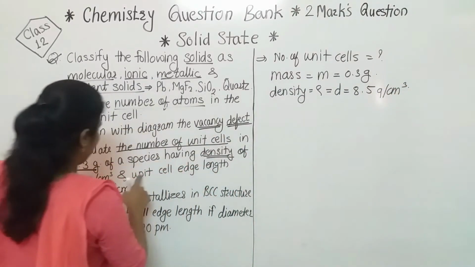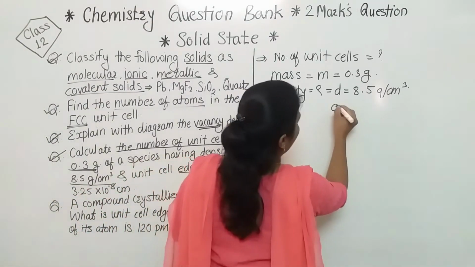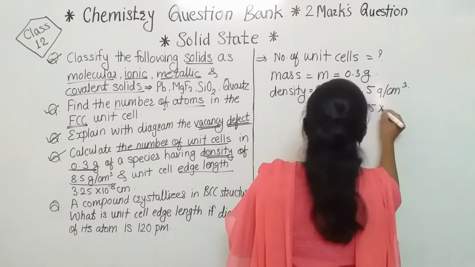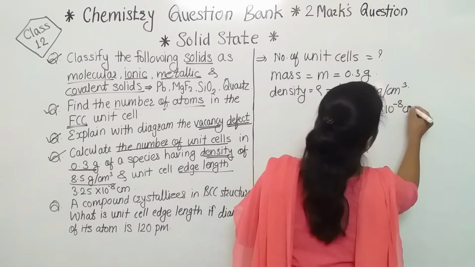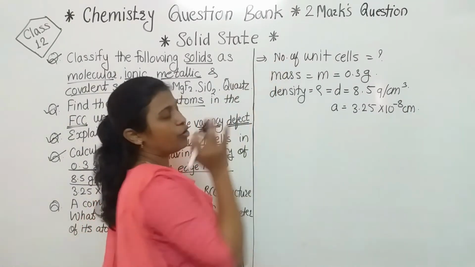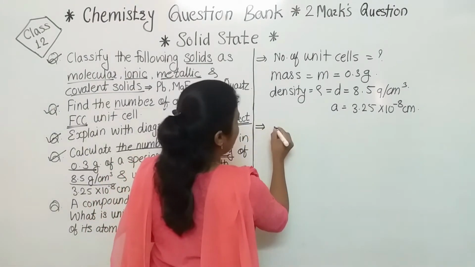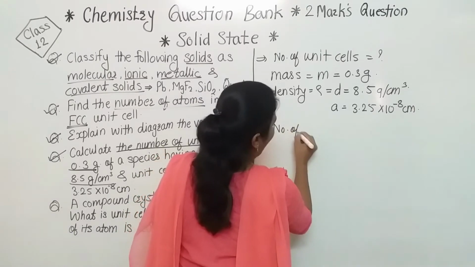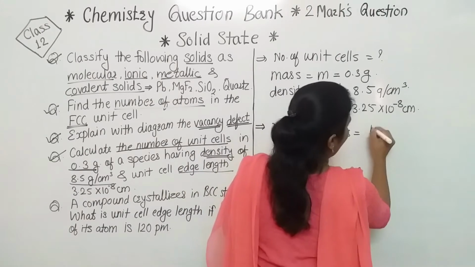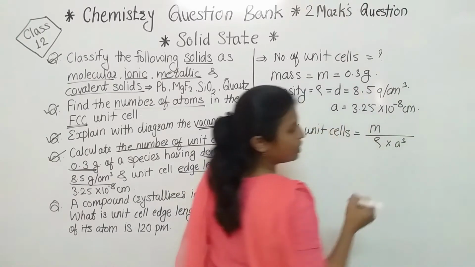Next, the unit cell edge length, which is denoted by the symbol a, is 3.25 into 10 raised to minus 8 centimeter. So here that much material is given and we have to find out the number of unit cells. Firstly you should know which formula we have to use. To calculate the number of unit cells we use the formula mass divided by rho into a cube. Rho is nothing but the density.